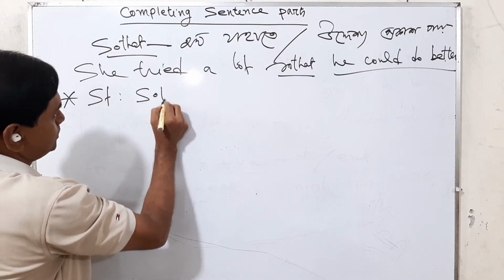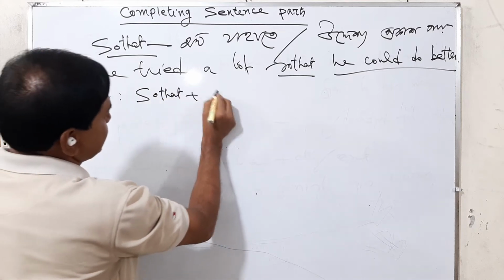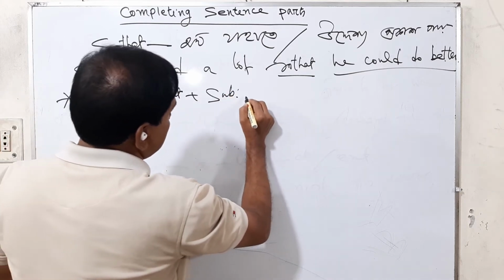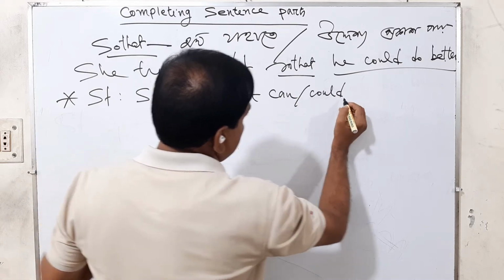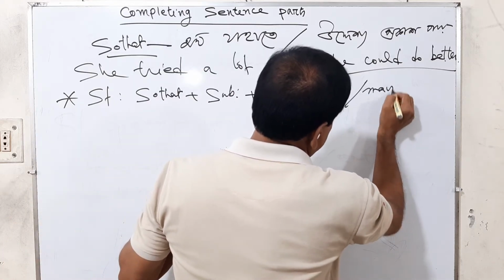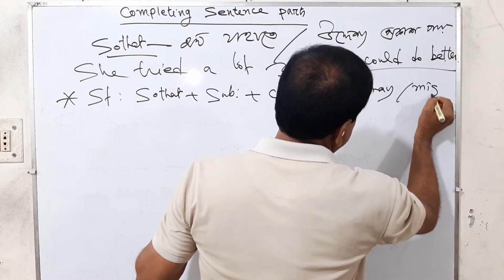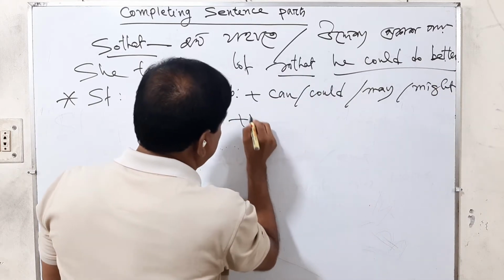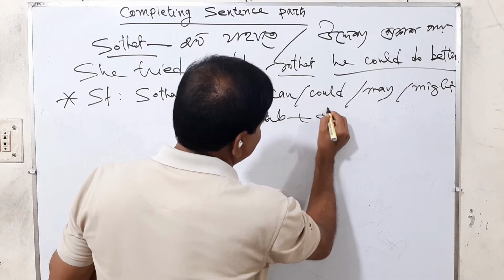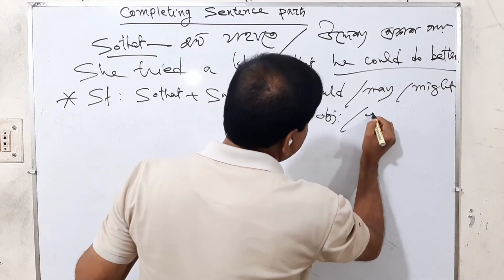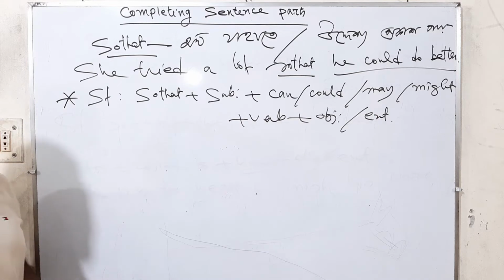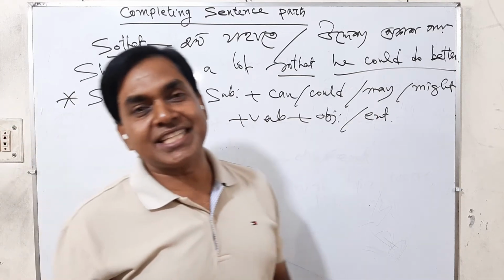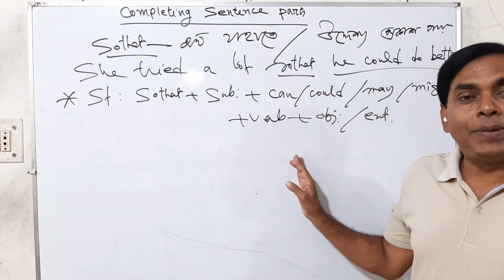So now the structure: so that plus subject plus can, could, may, might plus verb plus object or extension. In this way you can write many sentences just following all these things nicely, and you can do it better.